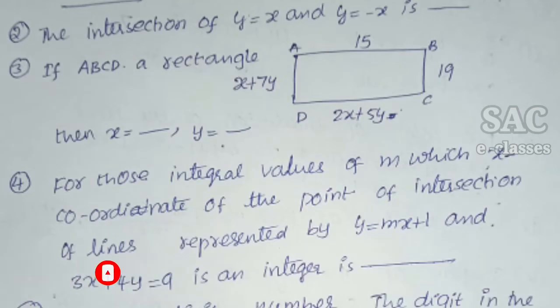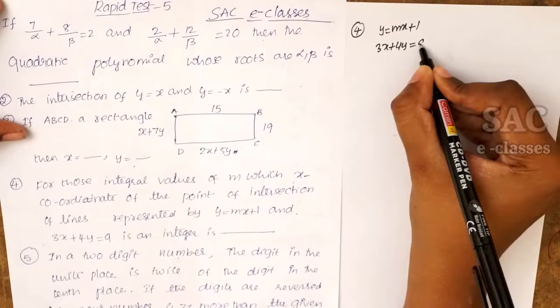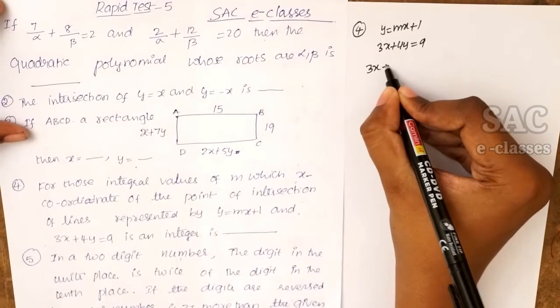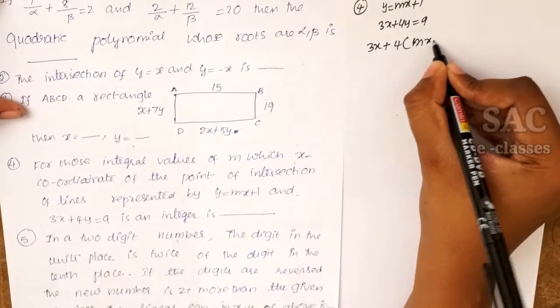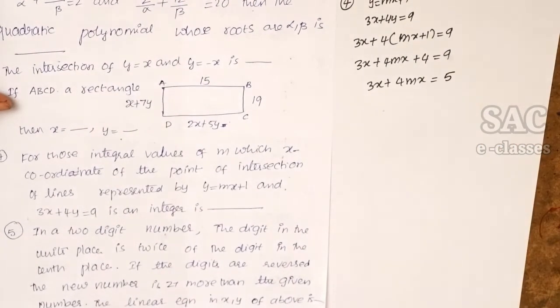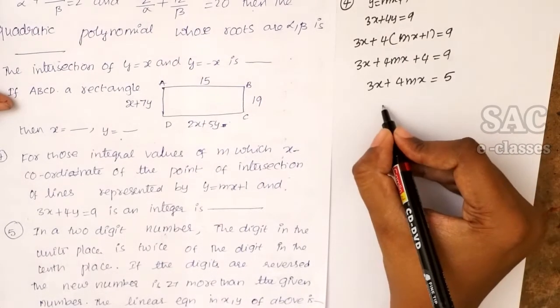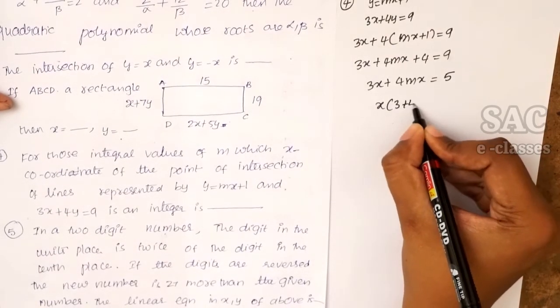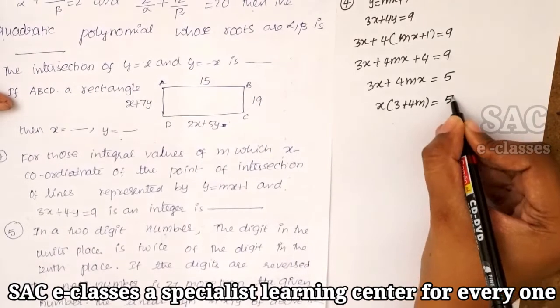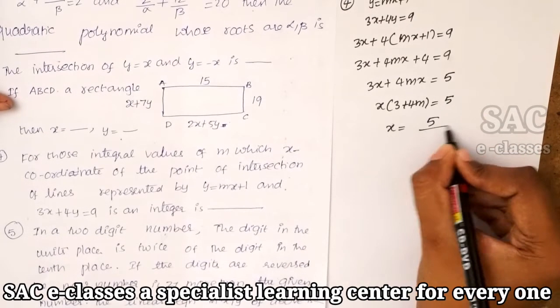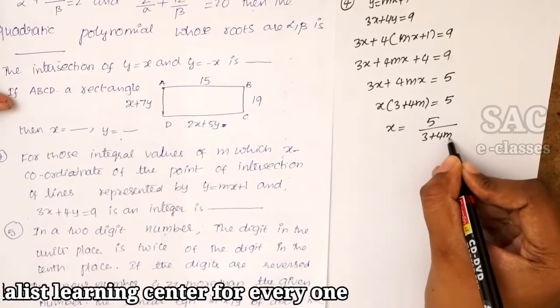Look at problem number 4. For those integral values of m, the x coordinate of the point of intersection of the lines represented by y equal to mx plus 1 and 3x plus 4y is equal to 9. First of all, they are asking you to find the intersection of these two lines. But they asked clearly about the x coordinate, so I am finding the value of the x coordinate. But the value is not in the form of integral form or any value. It consists of m.